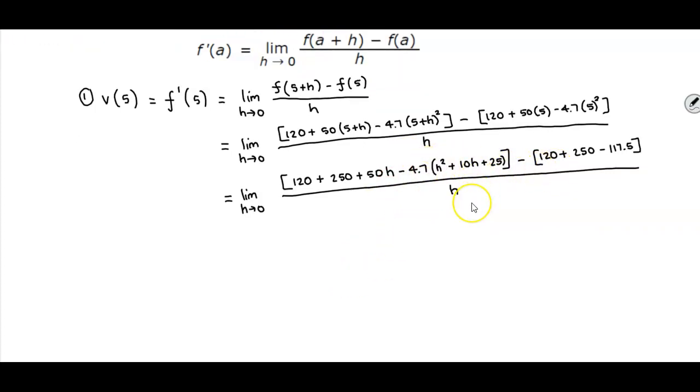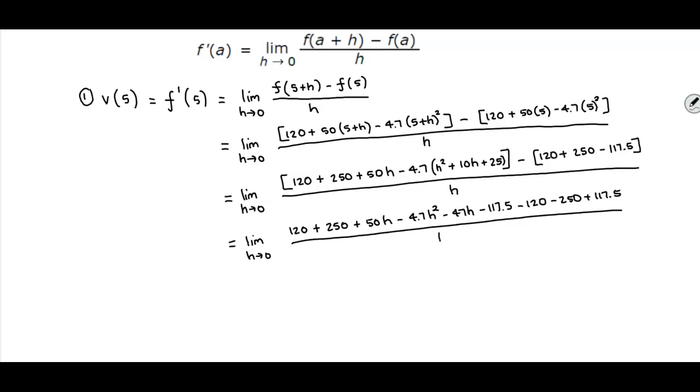Now we're going to distribute this and then combine like terms. So we have the limit as h approaches 0 of 120 plus 250 plus 50h minus 4.7h squared. Distributing that gives us minus 47h, and negative 4.7 times 25 gives us negative 117.5. If we distribute the sign, we get minus 120 minus 250 plus 117.5, and then we divide that by h.